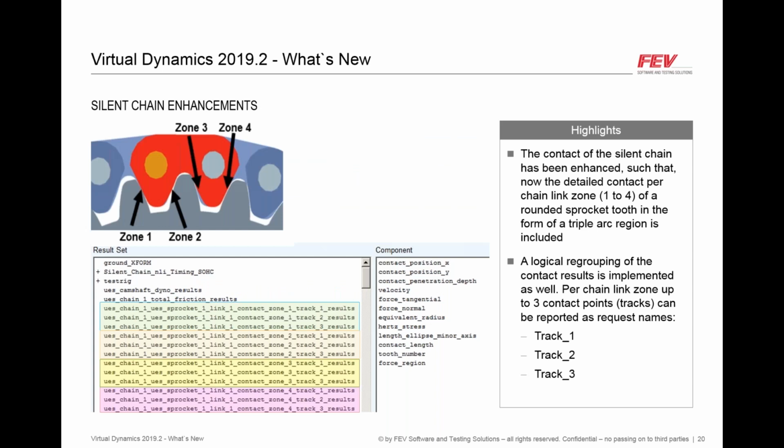As for the silent chain enhancements, now we have detailed output data for different zones that we call from zone 1 to zone 4. So for each chain link on the left and right, we call zone 1, zone 2, and for the other teeth, zone 3, zone 4. For each zone, we also calculate the contact points at 3 different locations that we call track 1, track 2, and track 3.